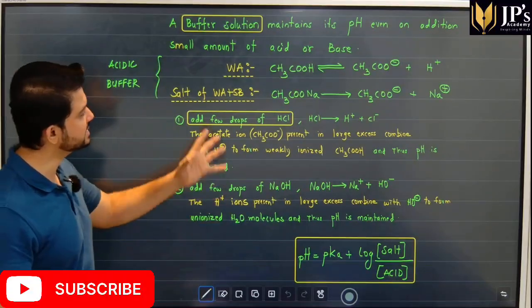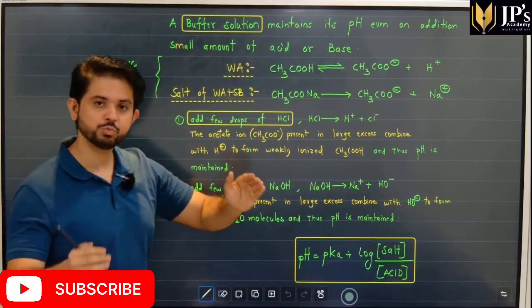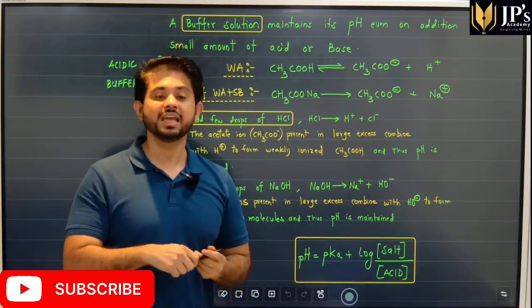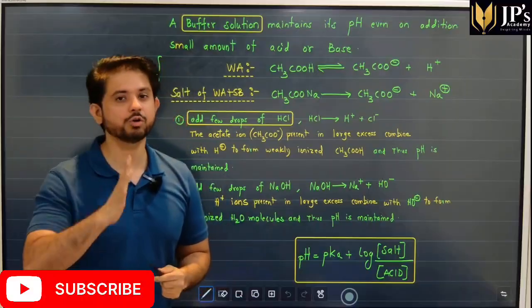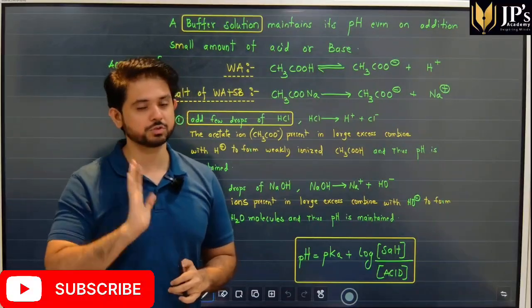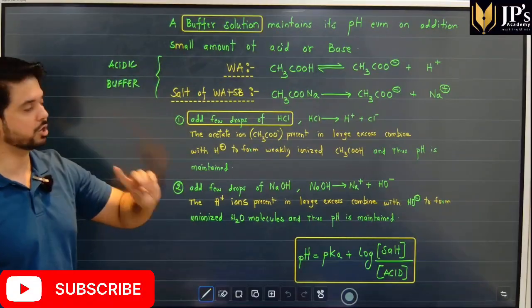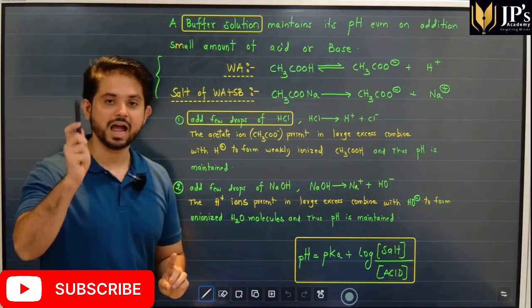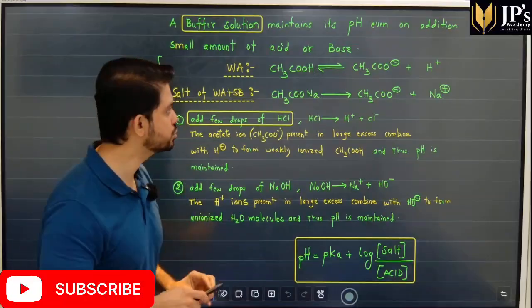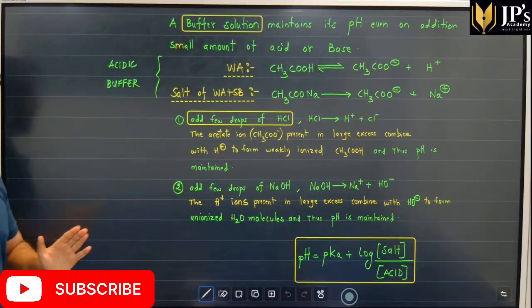And hence, what exactly is a buffer solution? A buffer solution is a solution which maintains its pH even after adding few drops of acid or base. Remember students, few drops of acid and base. This specific buffer which we have here, which is a combination of weak acid and the salt of the same weak acid with strong base, this particular buffer is called an acidic buffer.